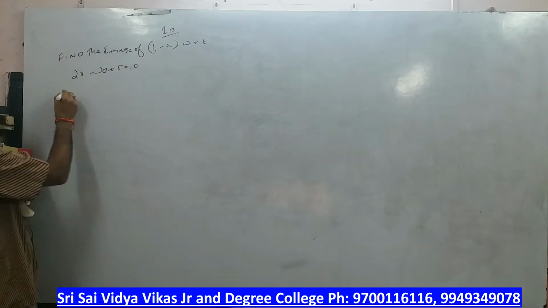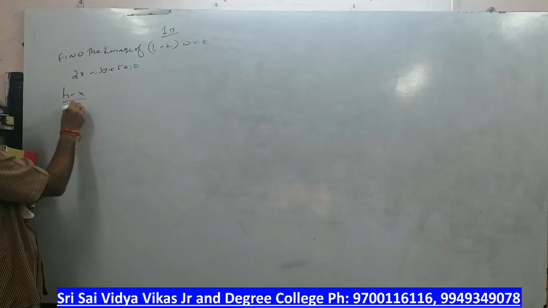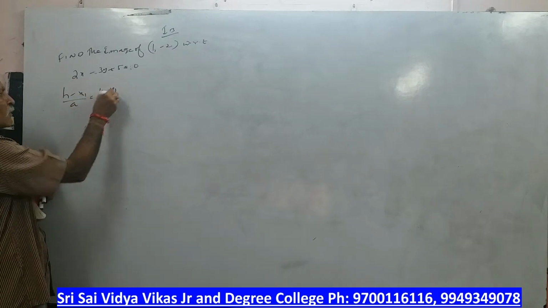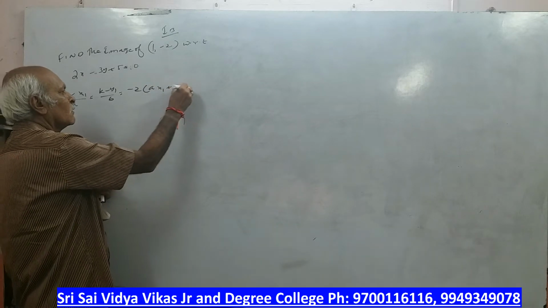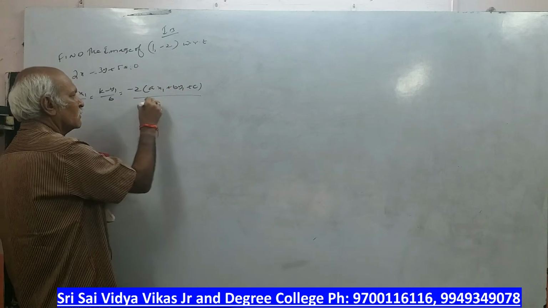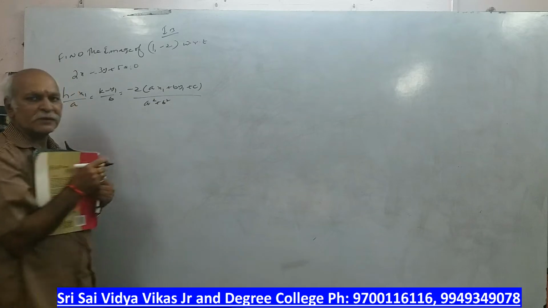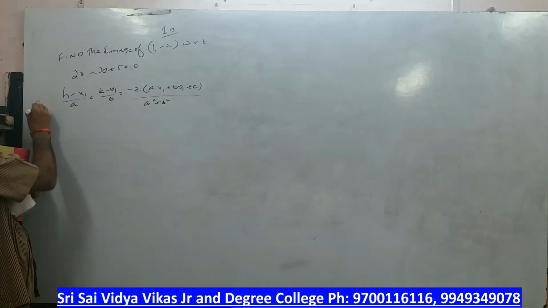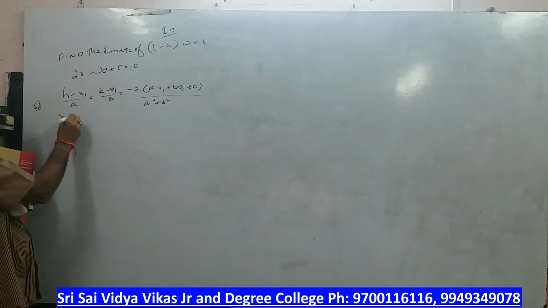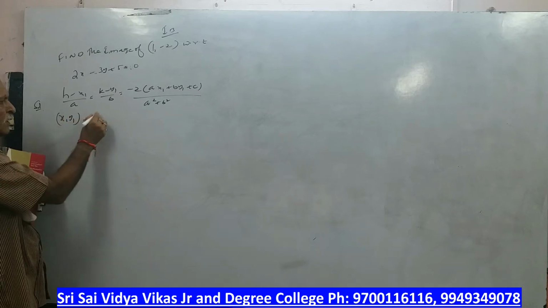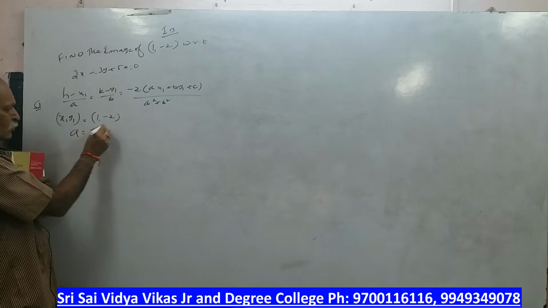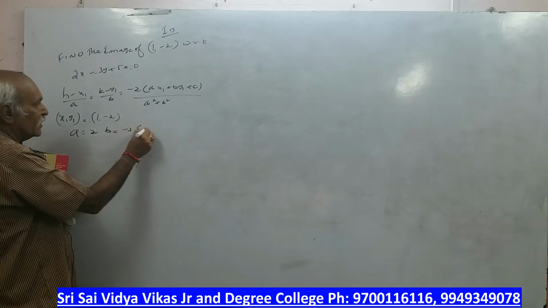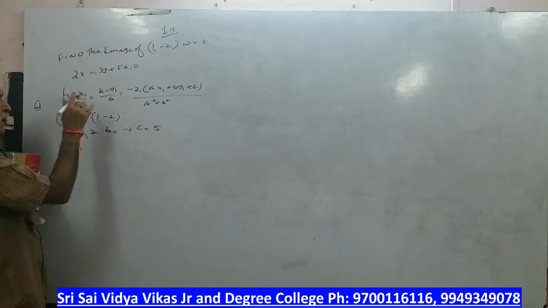Okay, so we know the image formula, by a square plus b square. This is the formula for image. Here x1, y1 is given: 1 comma minus 2. And what is the a value? 2, b value minus 3, c value 5. We are comparing with the line equation.